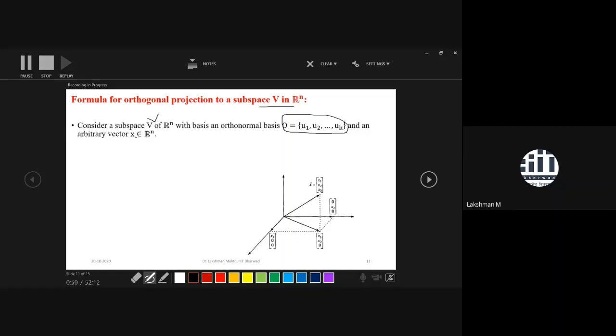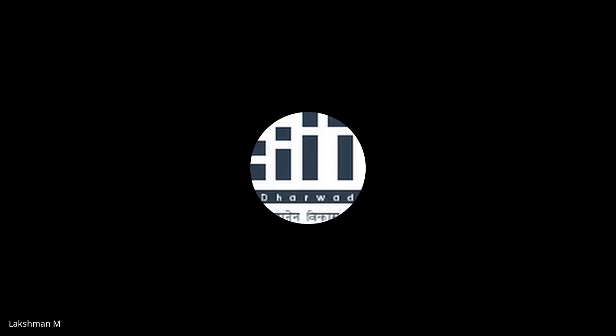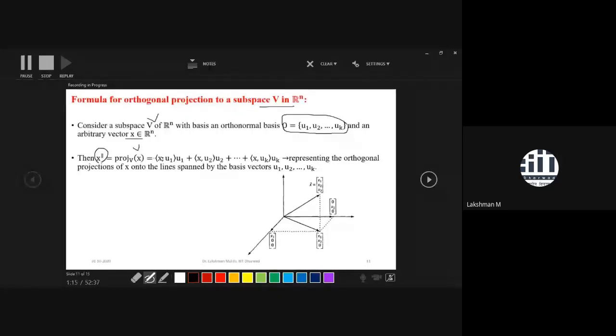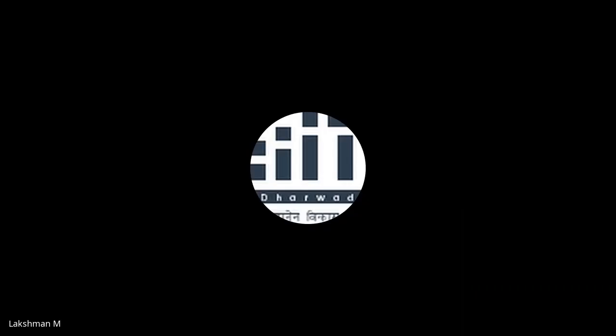If you take an arbitrary vector x from Rn, then we will try to find the projection of x with respect to this orthonormal basis. How can we get it? You know that this projection part of x would be a linear combination of the basis elements of V, because it is in the plane V. So alpha 1 times u1, plus alpha 2 times u2, likewise going up to plus alpha k times the k-th basis element.